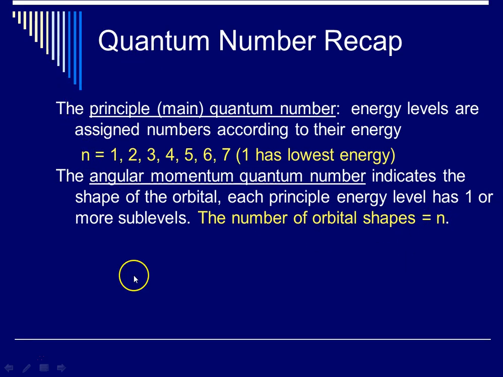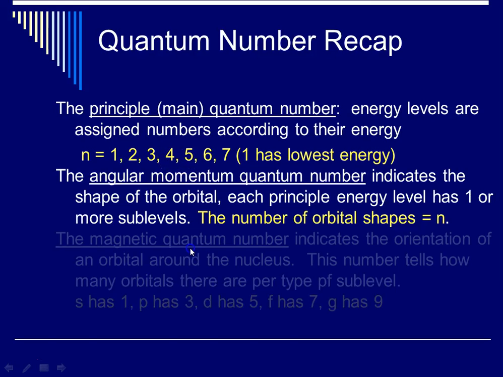So that means that if you're at n equals 1, you have one sublevel, which means one shape of an orbital. And we saw in the previous slides that it's called S, and it's a spherical shape. We saw that level 2 has two sublevels that can be S and P. 3 has 3: S, P, D, 4 has S, P, D and F, and so on.